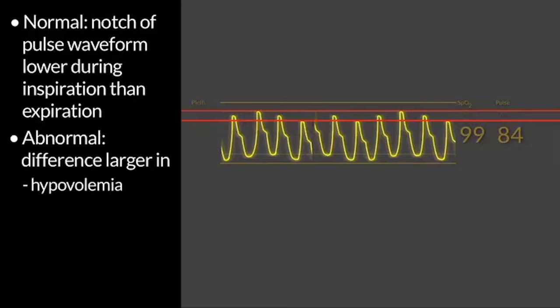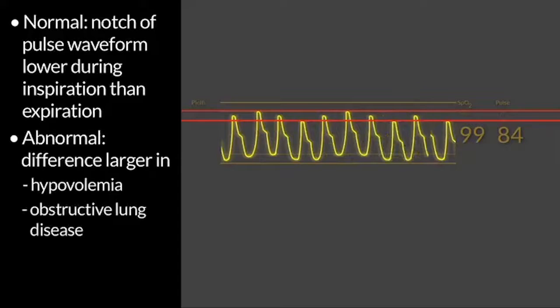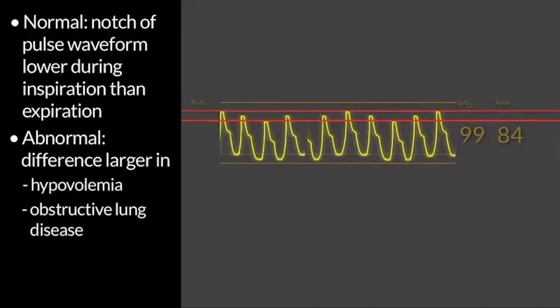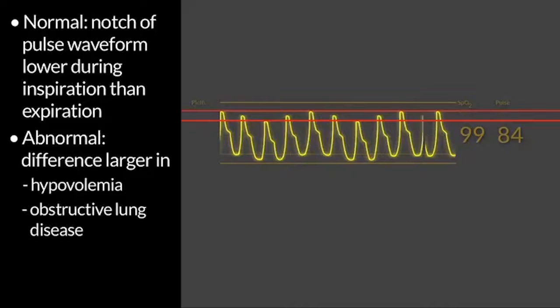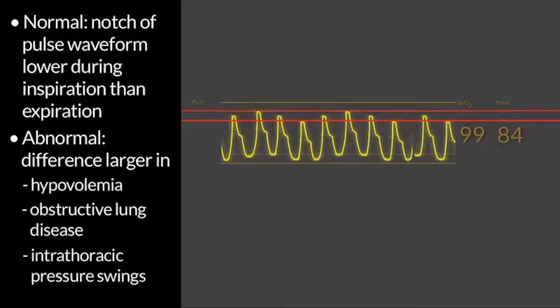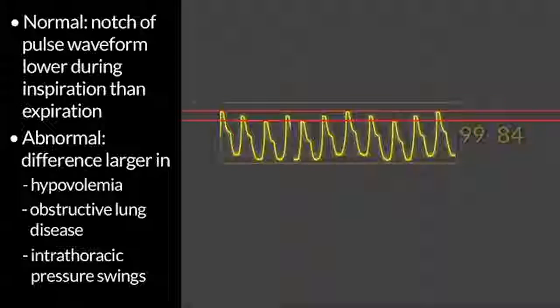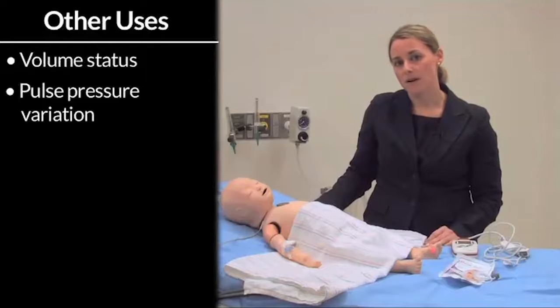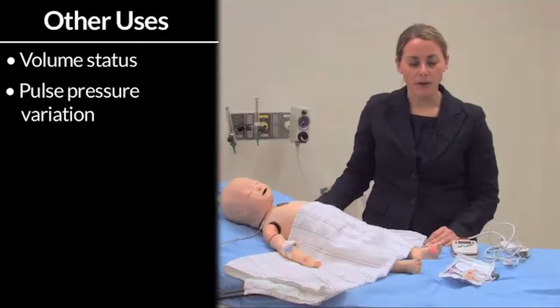This is often augmented, or the difference is often larger in patients that are hypovolemic or in patients that have significant obstructive lung disease, like in asthma or COPD, or in patients that are having significant intrathoracic pressure swings because of breathing. Additionally, it can be a marker to look at cardiac output.